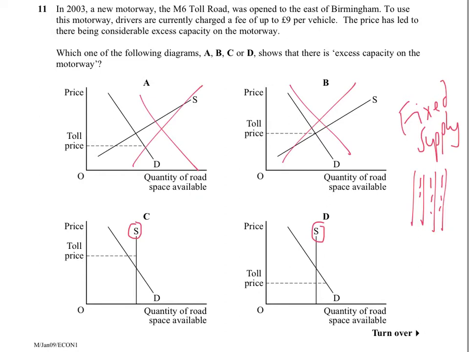Which one of these gives us excess capacity? Excess capacity means supply is more than demand. Let's have a look. Here's supply. Here's demand. Demand in this is outstripping, so it can't be this. Here's supply. This price. There's demand. There's excess supply here, so the answer is C.